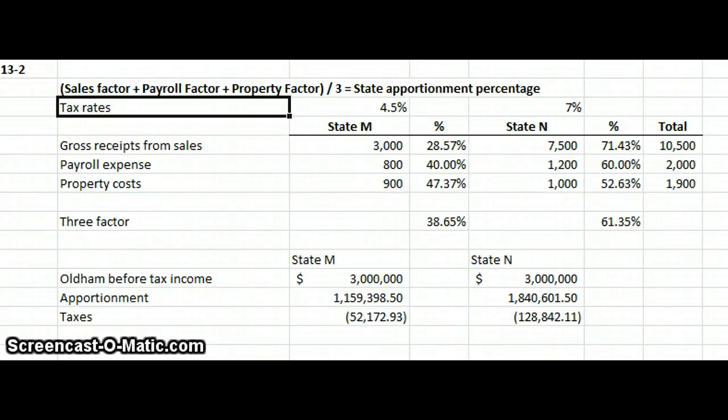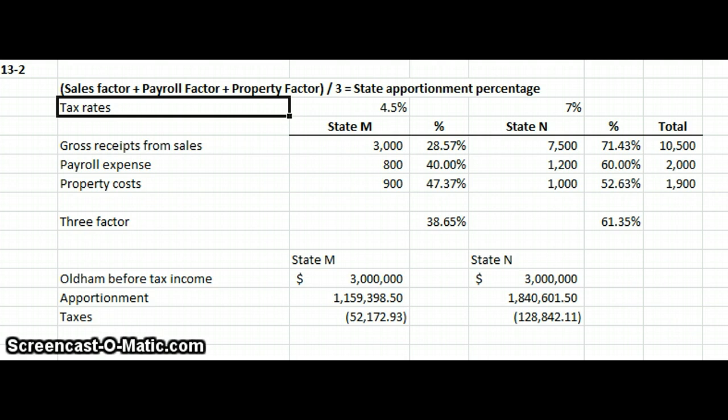Okay, we're on to Chapter 13. We're going to look at application problem 13.2 on page 390. Oldham Inc. conducts business in State M and State N. Both use the UDITPA three-factor formula to apportion income.